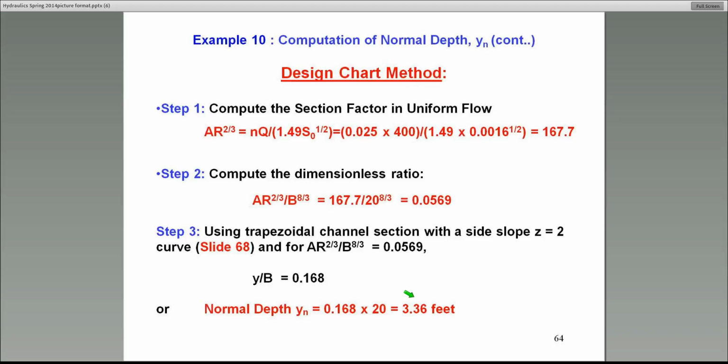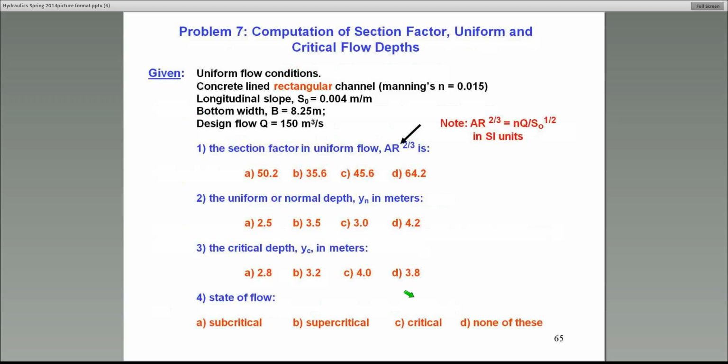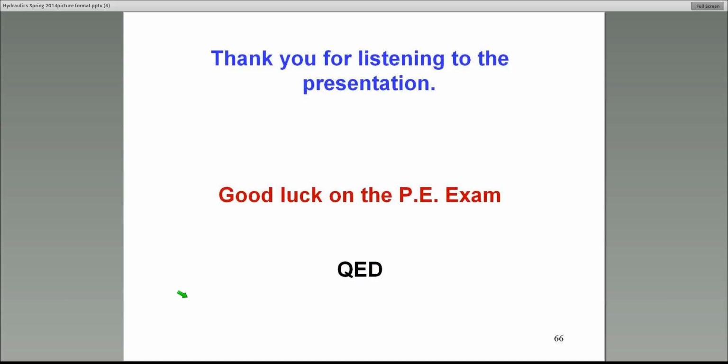Now, before I go to some of the questions that are there in the chat box, I'm going to set up a problem for you. Please solve this. In this case, calculate the critical depth and normal depth, and of course the state of flow also. So make sure you do work this problem through. Good luck on the PE exam.